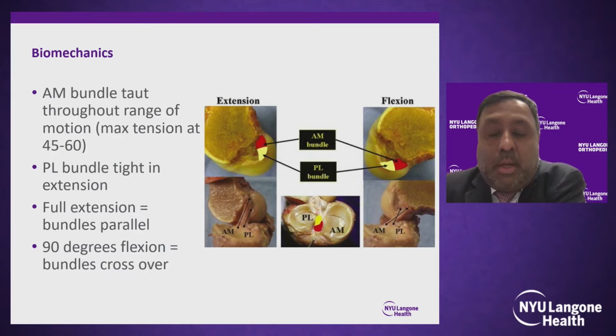These bundles are named after their insertions onto the tibia, not on the femur. The anteromedial bundle is taut throughout the full range of motion, whereas the posterolateral bundle, which is more important for lateral rotation, is tight in extension.